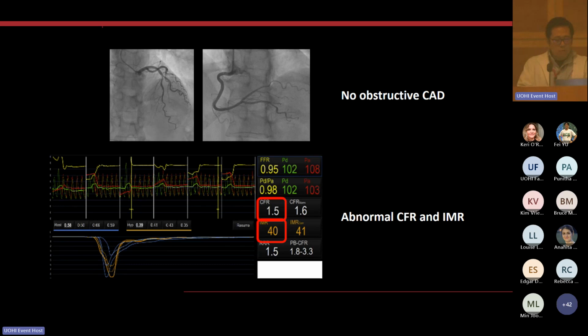This is an example of CFR and IMR measurements. Although no obstructive CAD is identified on coronary angiography, CFR is less than 2.0 and IMR is greater than 25, which indicates coronary microvascular dysfunction.